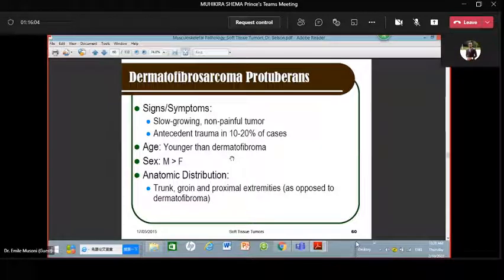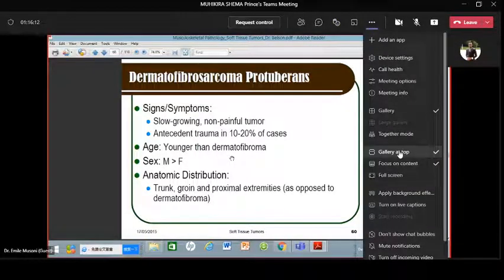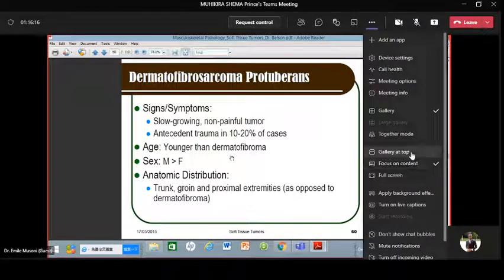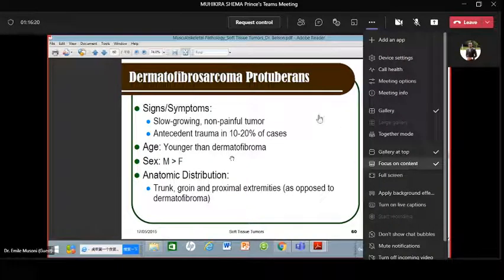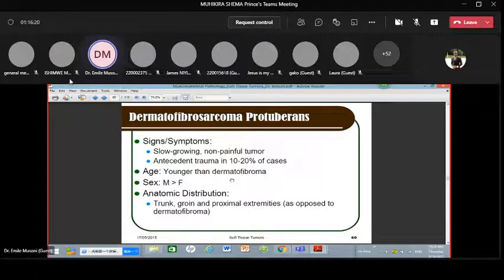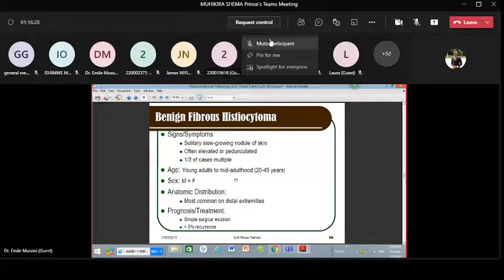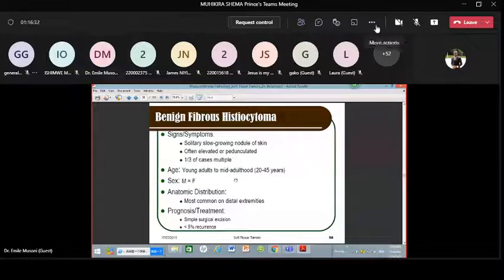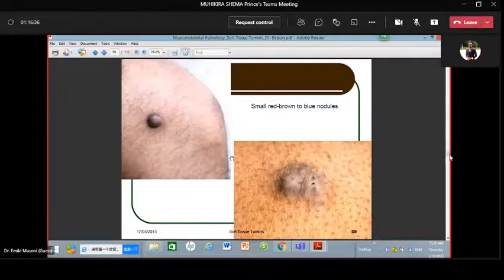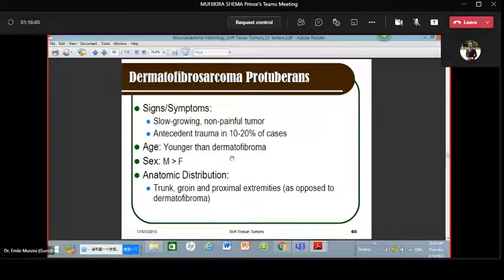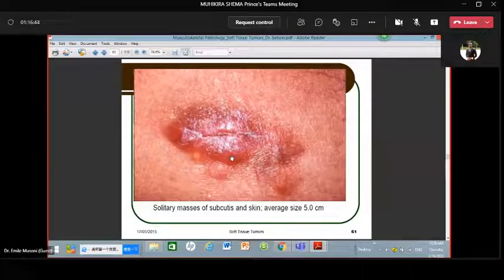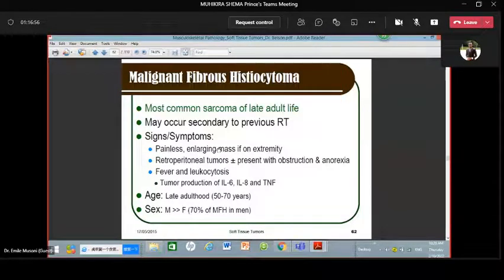Dermatofibrosarcoma protuberans is a slow growing, non-painful tumor. They say antecedent trauma in 10 to 20%. They are found in younger patients than dermatofibroma. The anatomic distribution of DFSP is trunk, groin, proximal extremities, whereas the benign fibrous tumor is most common in the distal extremities. This one is on proximal extremities, but it is not a rule. This is a solitary mass of subcutaneous skin. The average is about 5 centimeters. It is what we call malignant fibrous histiocytoma.